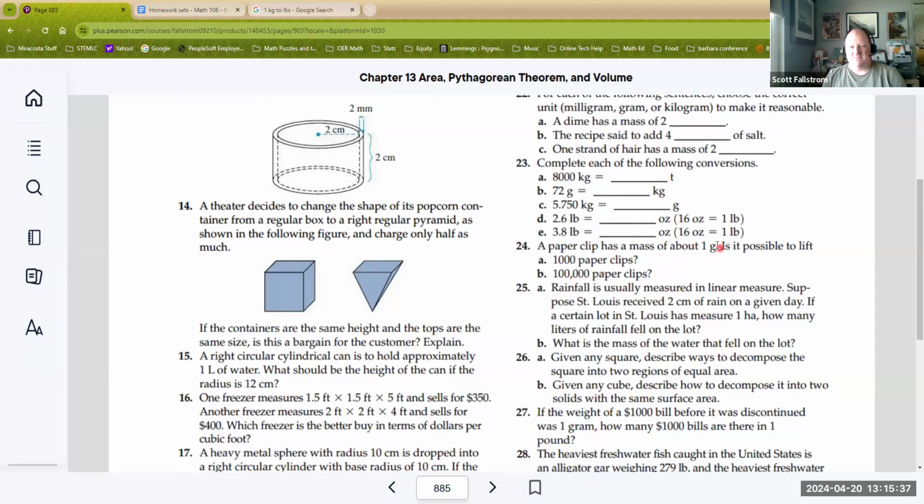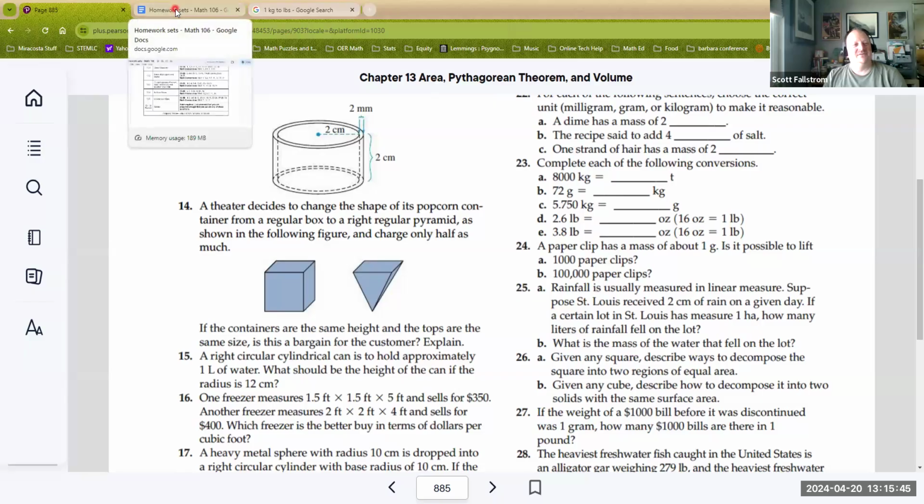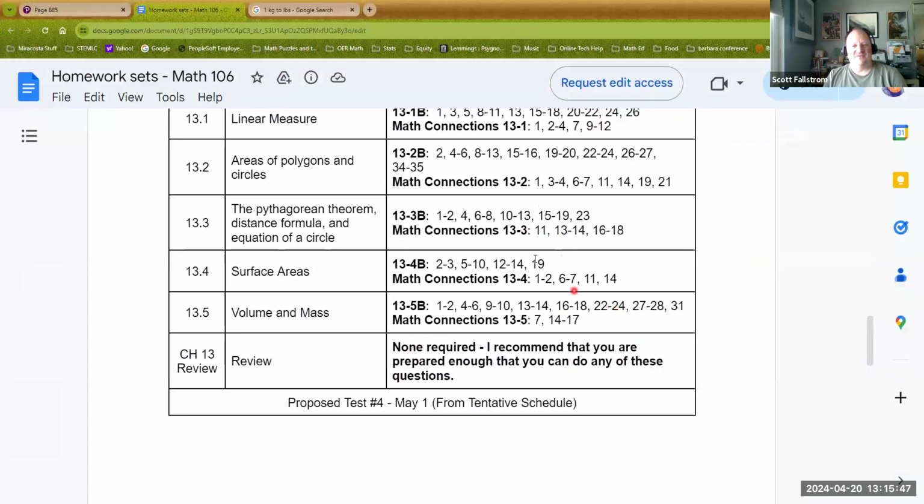And let's see, a paperclip has a mass of 1 gram. Is it possible to lift 1,000 paper clips? What about 100,000 paper clips? That's a great question. Great question. And that takes us through 24.